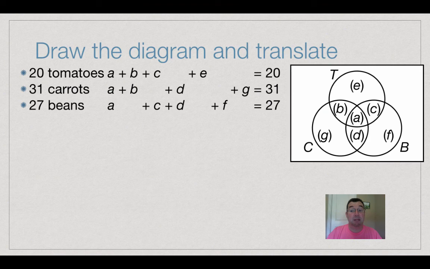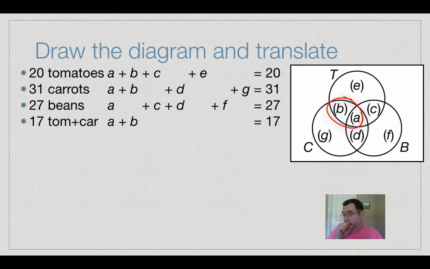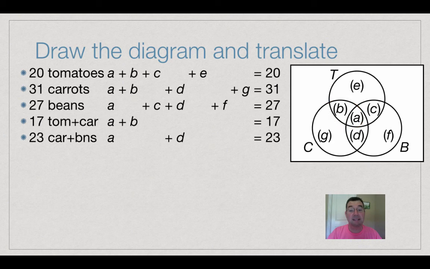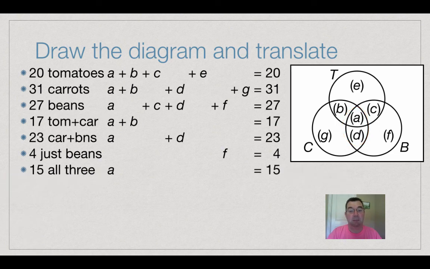There are 27 bean growers, so the A, the C, the D, and the F that are in that B circle, those have to add up to 27. The ones that grow tomatoes and carrots, that's just A and B. That adds up to 17. Carrots and beans, that's the A and the D. That adds up to 23. 4 people that grow just beans, and 15 people that grow all 3, so A is equal to 15.